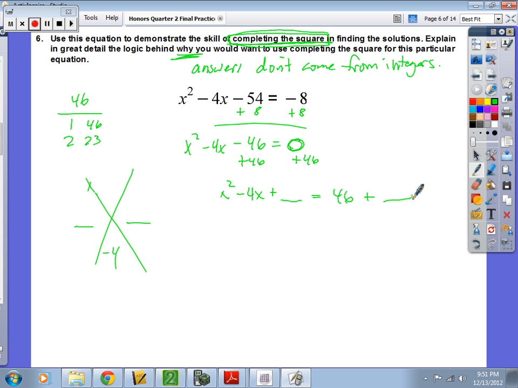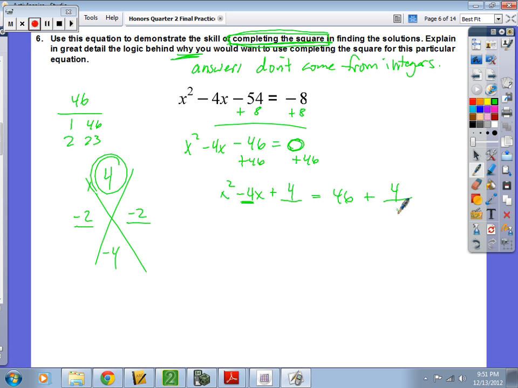So here's what you do. You take this middle term, you take your b, you cut it in half. So what is going to add to itself and give you negative 4? It's going to be a negative 2 and a negative 2. And then you square it. What is a negative 2 times negative 2? It is a positive 4. So positive 4 is the number I wish I had. So I'm going to put a positive 4 there, and a positive 4 there.